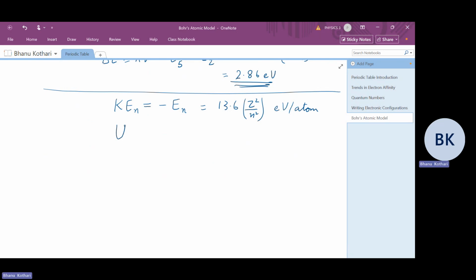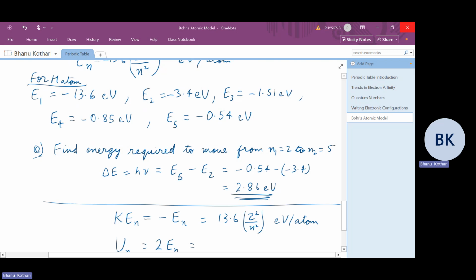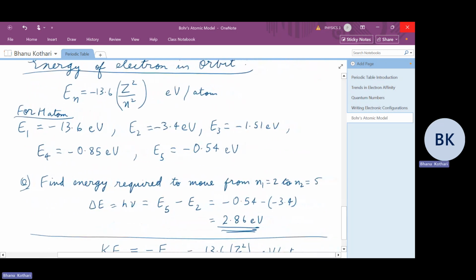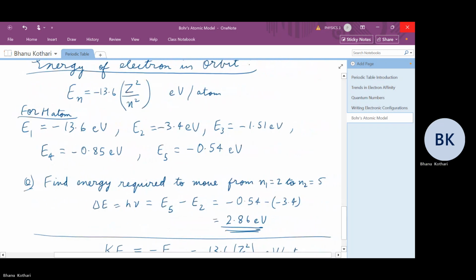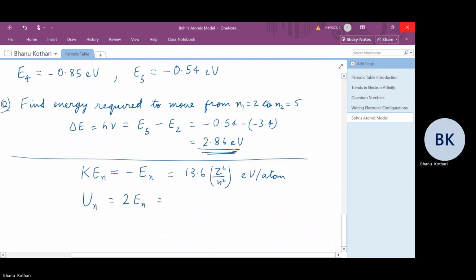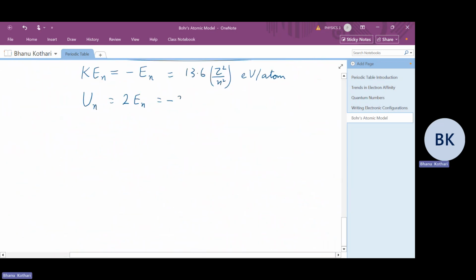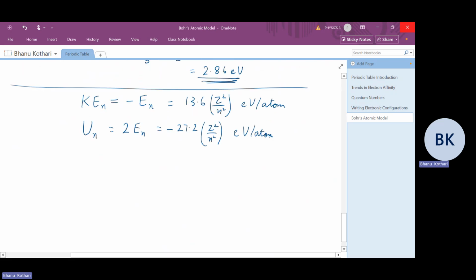Now what will be the potential energy of the electron? It will be twice the total energy. The total energy was minus 13.6, and 2 times that will be minus 27.2 times Z square by n square. We don't need to remember these formulas. We just need to remember the relation between the total energy, potential energy, and kinetic energy.